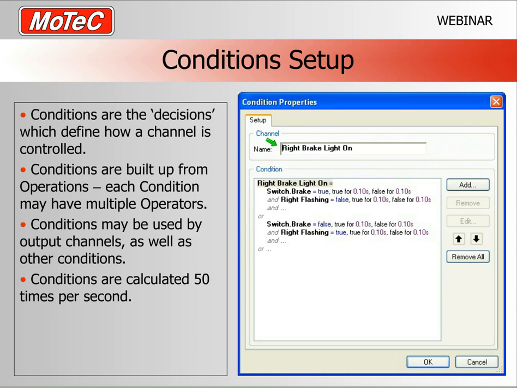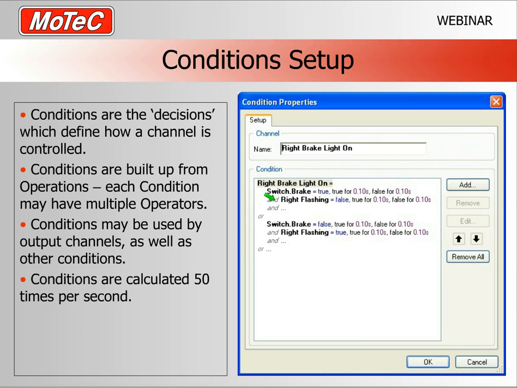What we have is a number of, for example, American cars that don't have indicator lights. They simply have a stop light. And what we would like to do is have a function whereby the rear brake lights also operate as indicators. So what that means is we have an indicator switch and we have a brake switch. And if you look down, what we're seeing is the right brake light will come on if the brake switch is true, meaning that the brake switch is on, and also if right flashing is false.